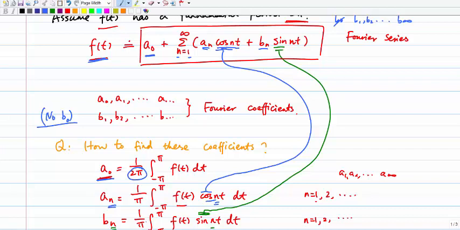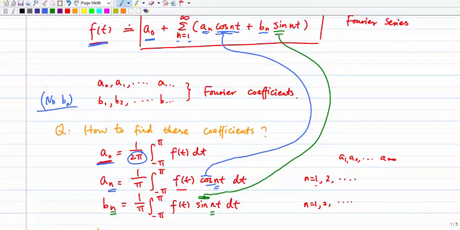Similarly, bn is the integration of f(t) times sine nt over t from negative pi to pi, then divide by pi, of course. This is a sine because the bn in the Fourier series multiplies sine nt. If you have cosine nt, you use cosine nt to compute that coefficient. If you have sine nt, then when you compute that coefficient, you also include sine nt. So that's how you remember this.